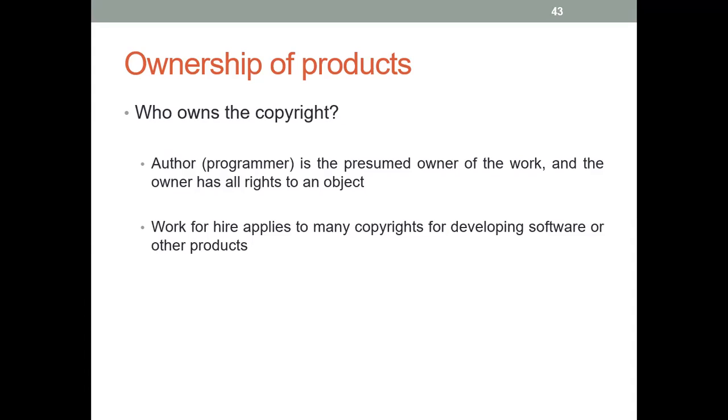When we speak about who owns the copyright, it is again similar to owning a patent. The author or the programmer is presumed the owner. But then again, a special case arises, called work for hire, that applies to many copyrights for developing software or the product. So let us see what work for hire is.